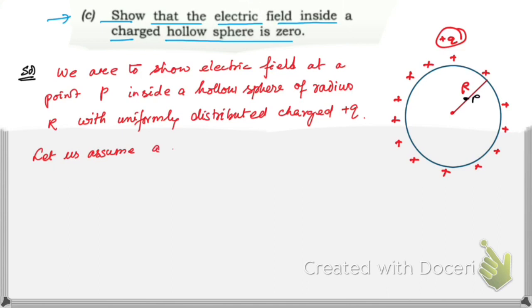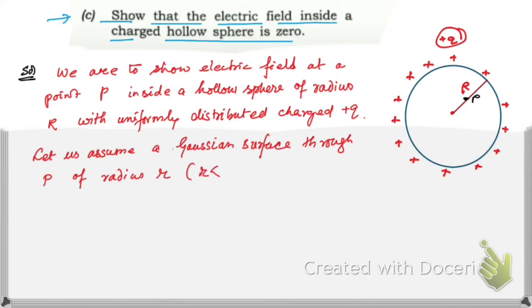a Gaussian surface. Let me write it properly. Gaussian surface through the point P of radius small r. So here small r is obviously less than capital R, right? And this Gaussian surface will also be spherical, of radius small r, right?